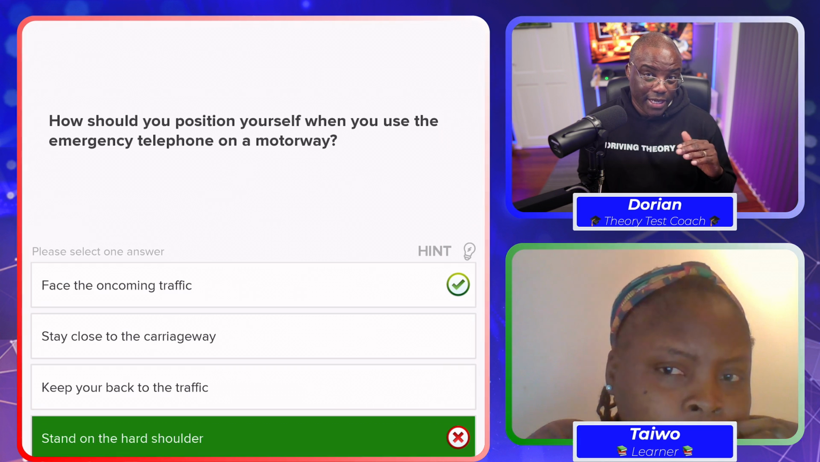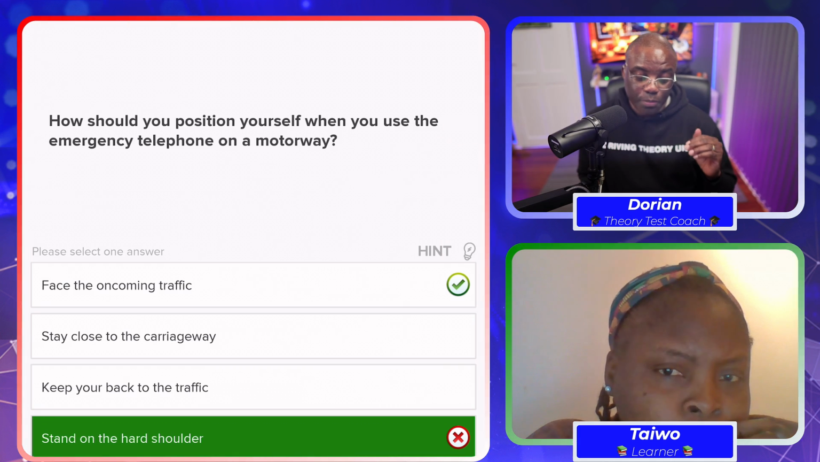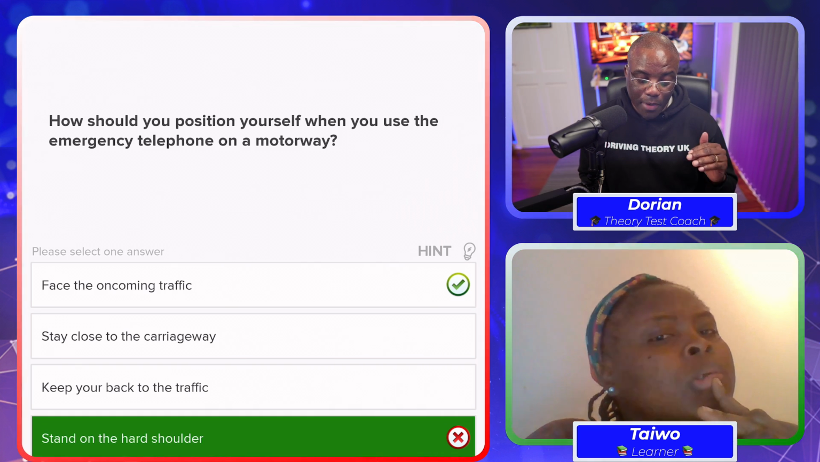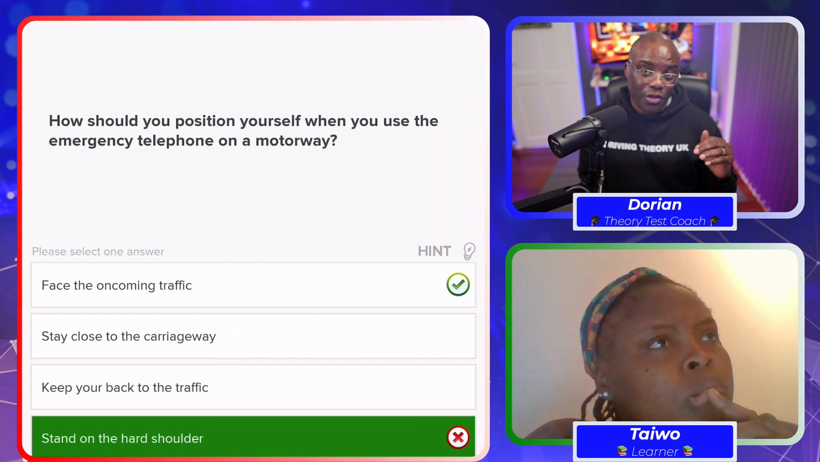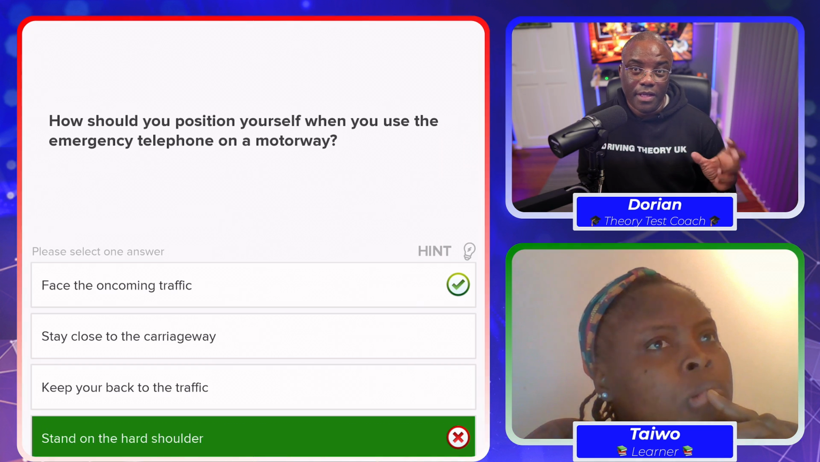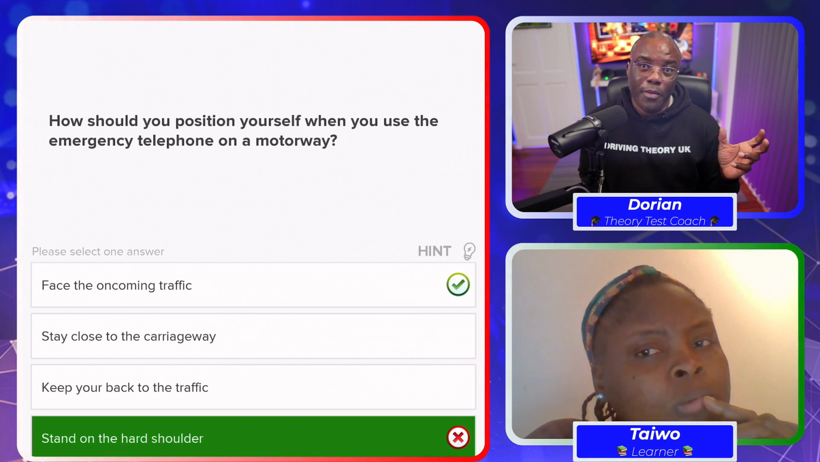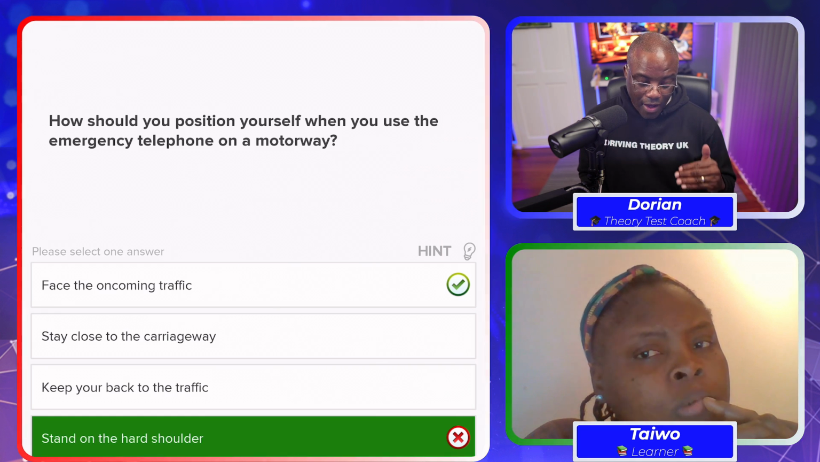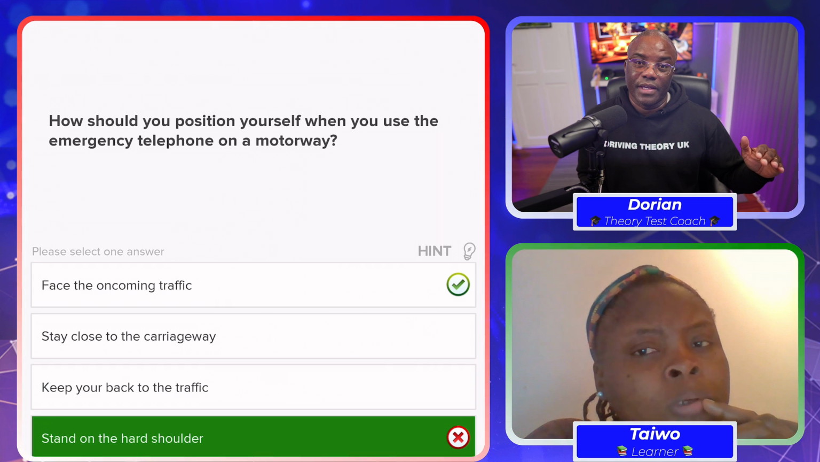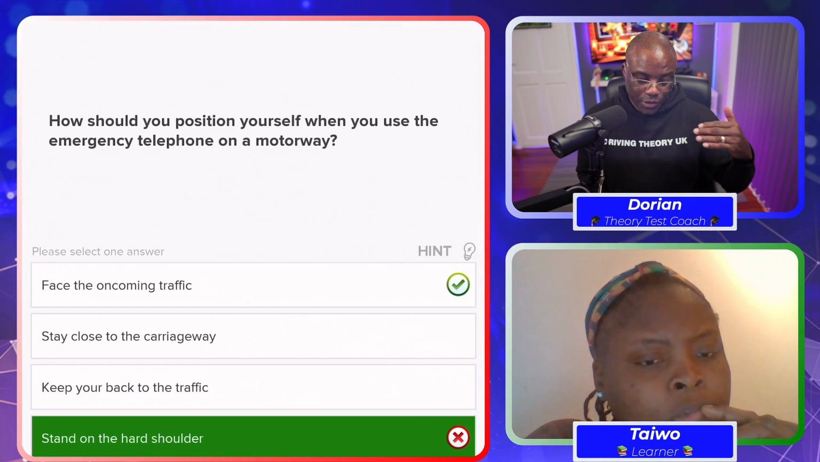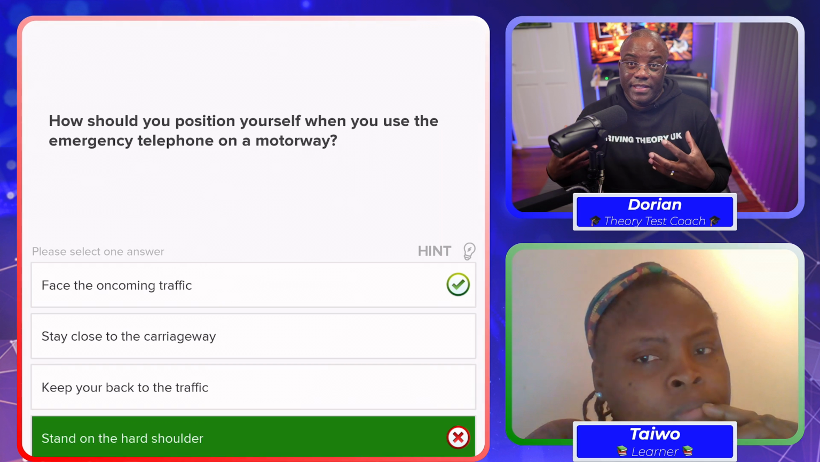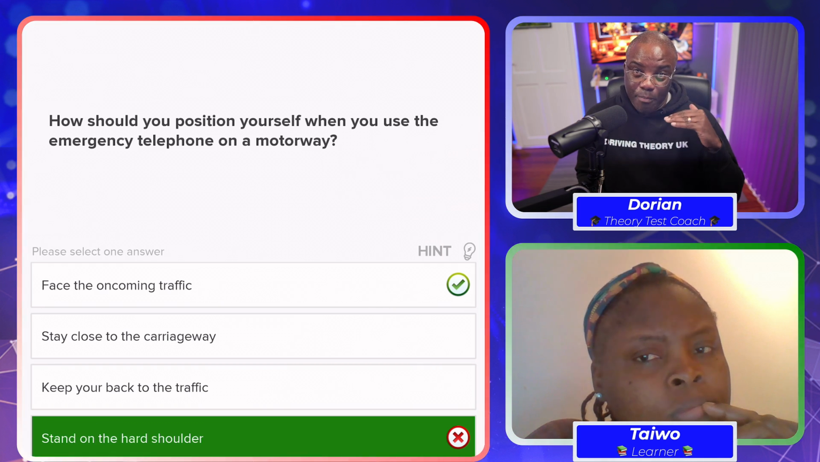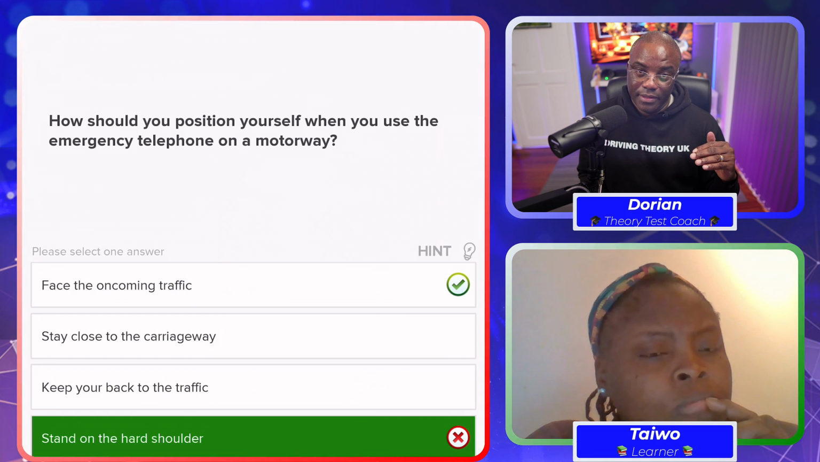I'll just read the question again and break it down for you. How should you position yourself when you use the emergency telephone on the motorway? You've got stand on a hard shoulder. Some emergency phones are on the emergency refuge. They're not all on the hard shoulder, so that answer doesn't cover everything. It also says stand on the hard shoulder. Are you facing it sideways? Does that make sense? So it doesn't give a proper safe answer.